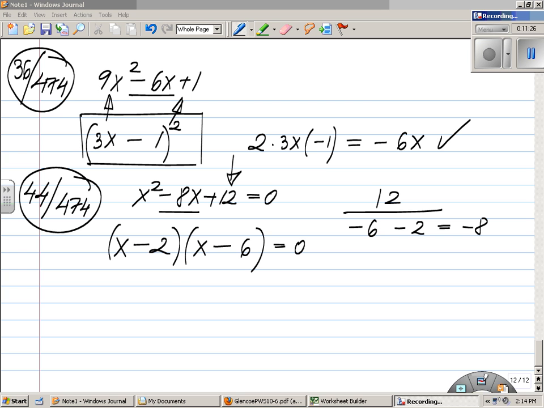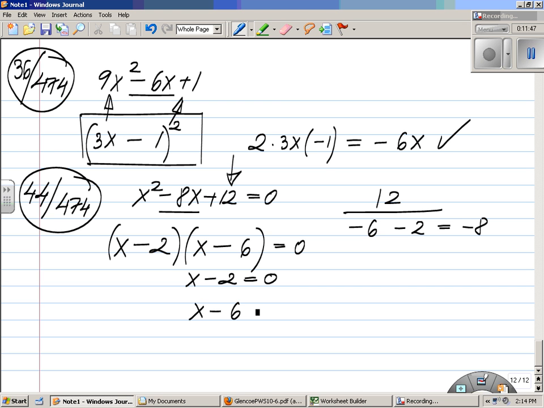Melissa. First one, x minus 2. What can you tell me about that one? X minus 2 should be 0, right? What about the last one, Malcolm? X minus 6 should be what? Should be 0. Good, say it loud.